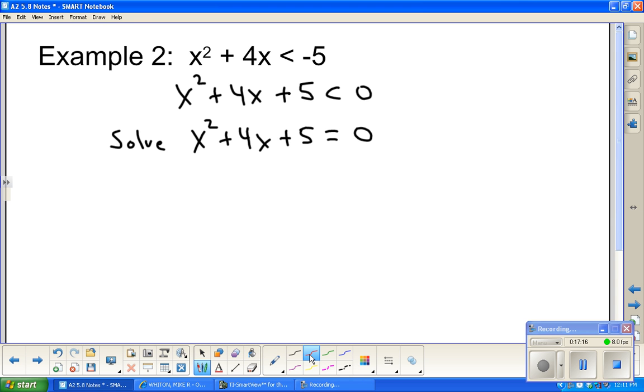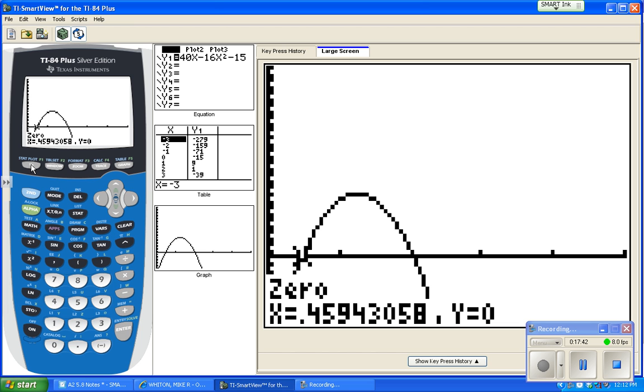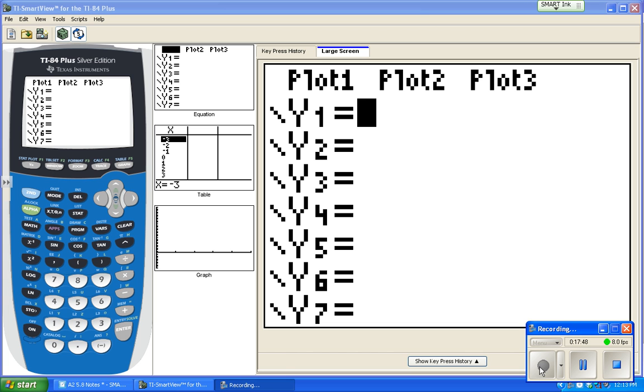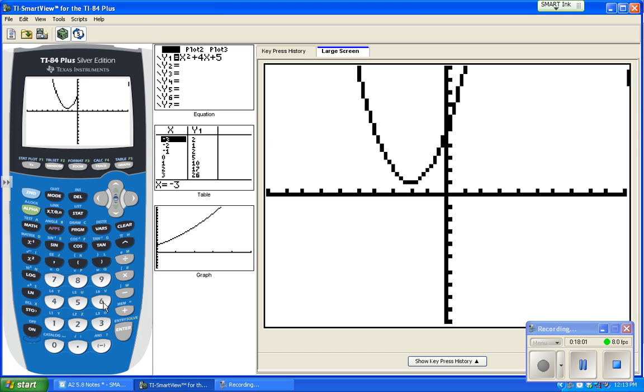So let's graph this thing right now, and we'll come back and see how that can get us the answer, because it can actually be pretty quick to solve the problems too. So let's graph that guy, x squared plus 4x plus 5. Pause this for a minute. Let's graph everything. What was it? X squared plus 4x plus 5? Okay. All right, I'm just going to change my window back to standard. All right, so this guy looks like this.